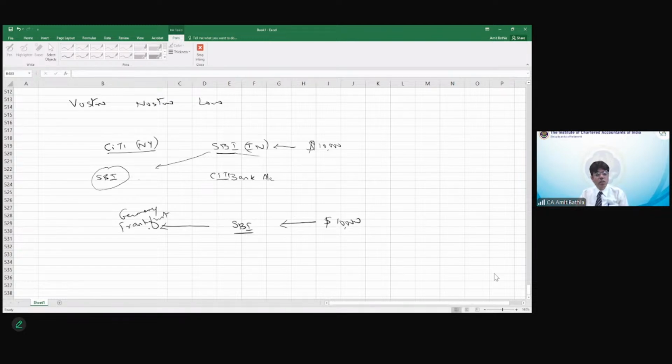Now, in Germany, SBI does not have a bank account. However, SBI knows that Citibank has an account over here with one of the German banks. Citi New York has an account over here, right, in the German bank also. So again, here, what SBI is going to tell Citi is, you debit my account with you, you have my account with you, you debit my account with this $10,000, and you please pay on behalf of my client to so and so client in Germany, Frankfurt, because you have a branch over there, you have an account over there.